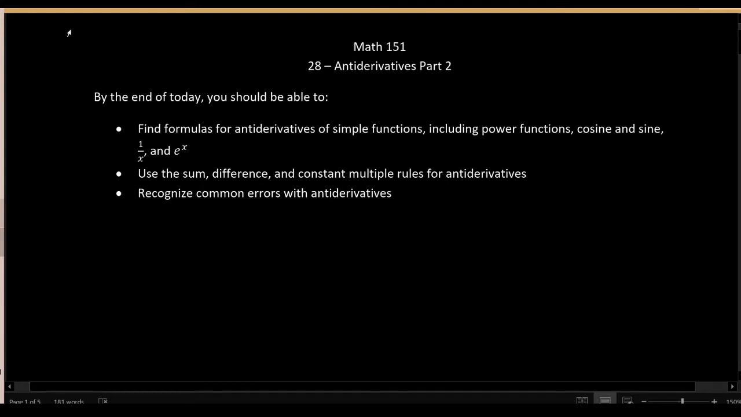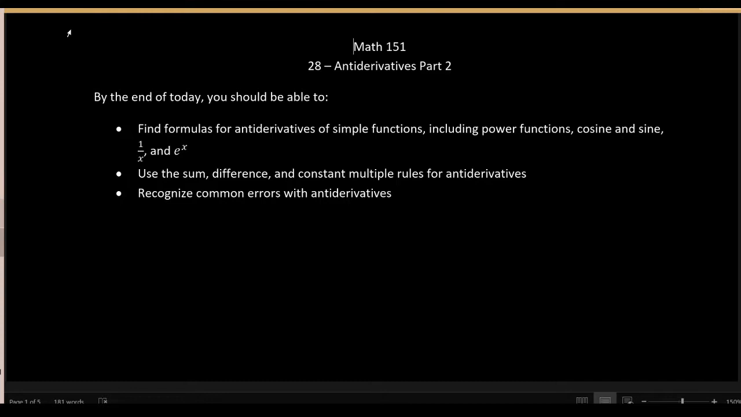In this video, we're going to continue to talk about antiderivatives. We're going to give the formulas for the antiderivatives of some simple, basic functions, including power functions, sine and cosine, 1 over x, and e to the x. We're also going to establish some rules for antiderivatives, which are sort of parallel to the rules that we had for derivatives. Namely, we'll introduce the sum, difference, and constant multiple rules for antiderivatives.